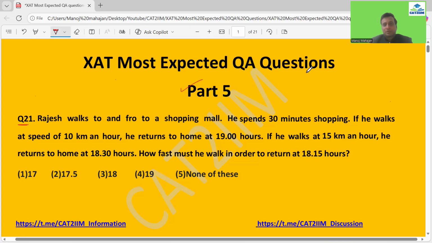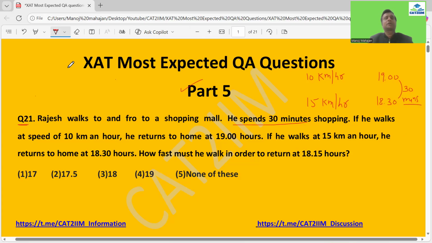In the problem, what is given is if the person travels at 10 kilometer per hour, he returns home at 19 hours. And if he travels at 15 kilometer per hour, he returns home at 18:30 hours. Remember, the time of shopping is there in both cases. So the difference between these two timings, that is 30 minutes, is happening because of Rajesh traveling at 10 and 15. Of course, at 10 he is going to take more time.